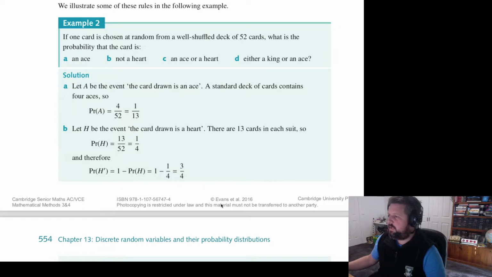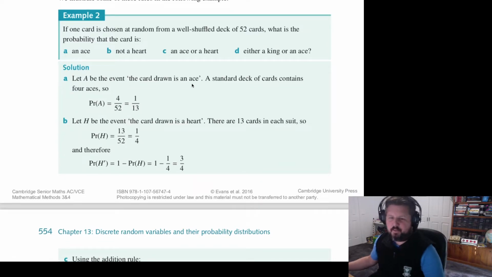Cool, let's have a look at the next example. It says here, cards, cool. Again, these pop up a lot. You need to know that there's the 52 cards in a deck. You need to know there's the 4 suits, etc., etc. If one card is chosen at random from a well-shuffled deck of 52 cards, what is the probability that the card is an ace?